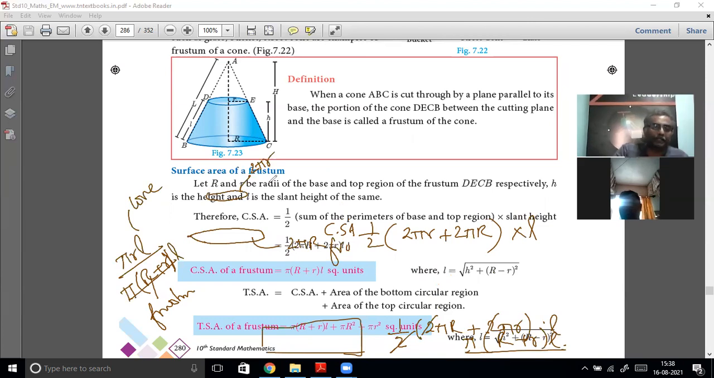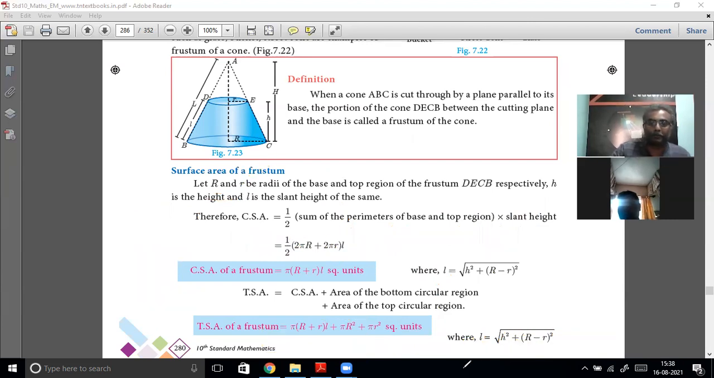Now, this is only CSA. Now what you have to find out is TSA.